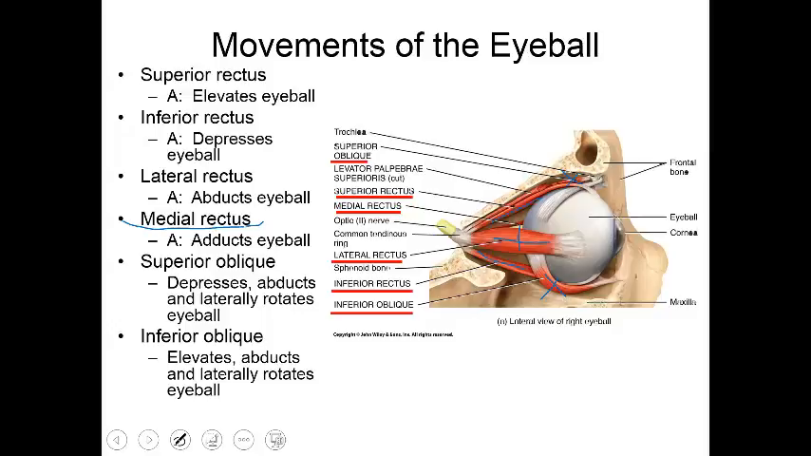So these muscles together, the 4 rectus muscles plus the 2 oblique muscles surrounding the eyeball, are referred to as the extrinsic eye muscles, because they're the muscles outside of the eyeball that help control the movements of the eyeball itself.